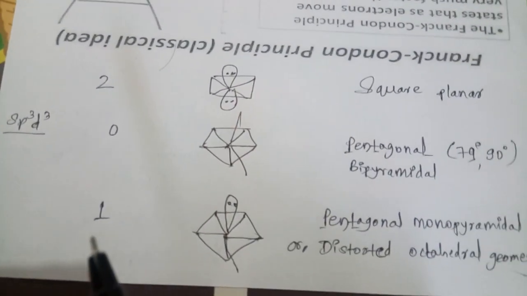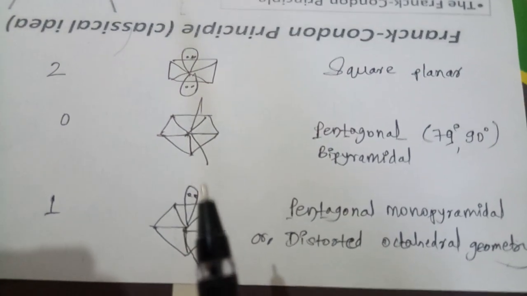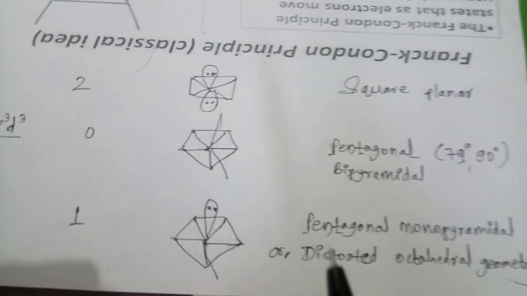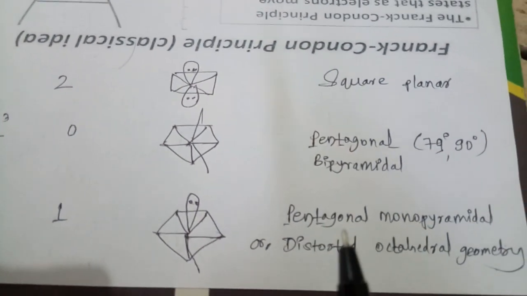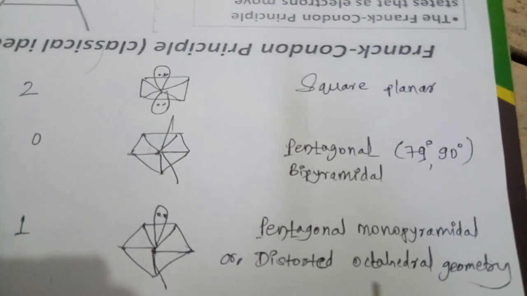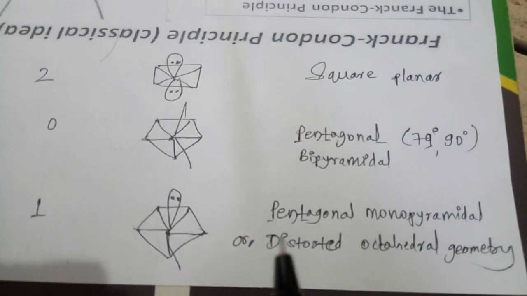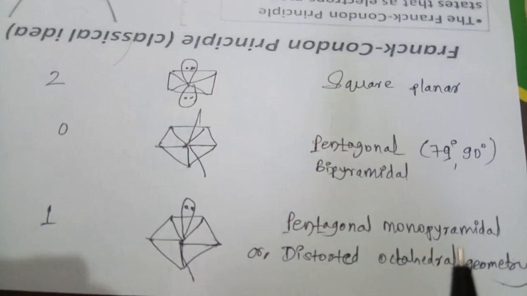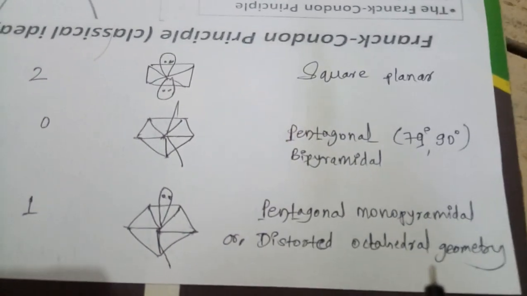In the presence of one lone pair of electrons, this one is the lone pair of electron. So here the geometry is pentagonal monopyramidal. Only one pyramid is there, the axial bonds. It is also called distorted octahedral geometry. Pentagonal monopyramidal or distorted octahedral geometry.